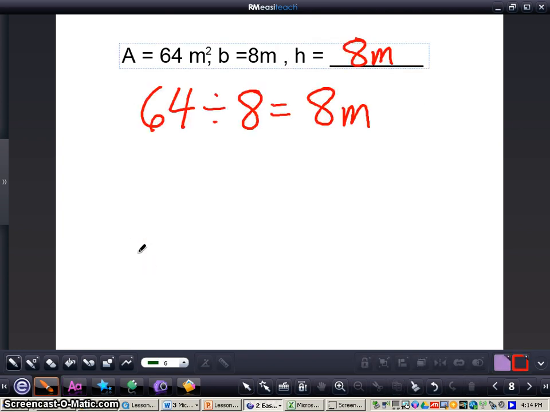Okay, so you can see the answer is 8 meters as far as the height of this parallelogram. What I did is I took the area and the known measurement, which was the base, 8 meters, and divided it. 64 divided by 8 gives me 8 meters for my final answer. Okay, so that is how you find the area of a parallelogram, and that's also how you find the missing measurements within a parallelogram.